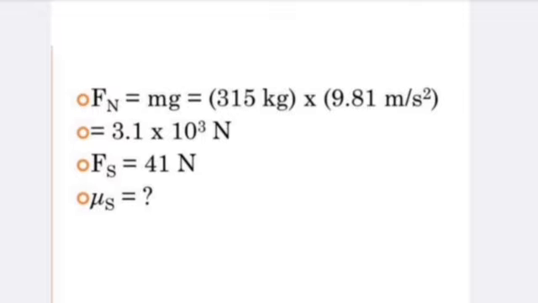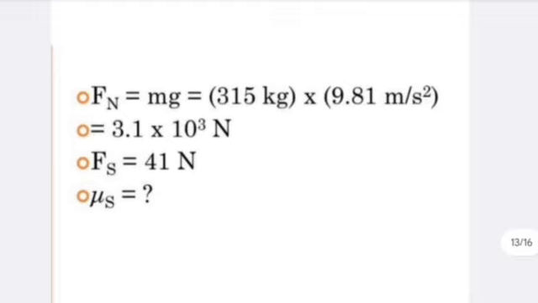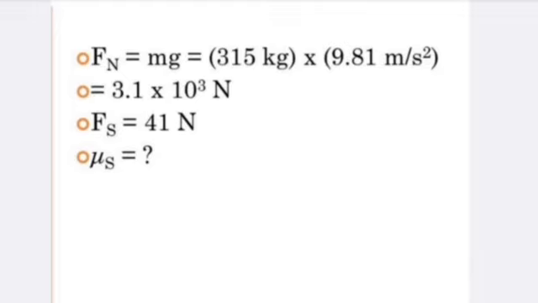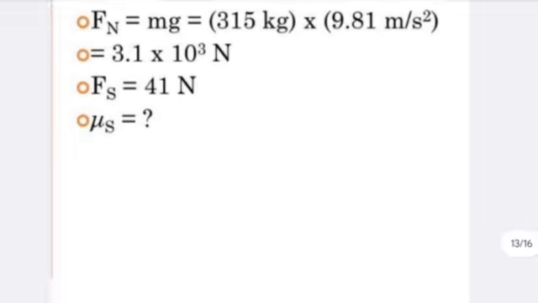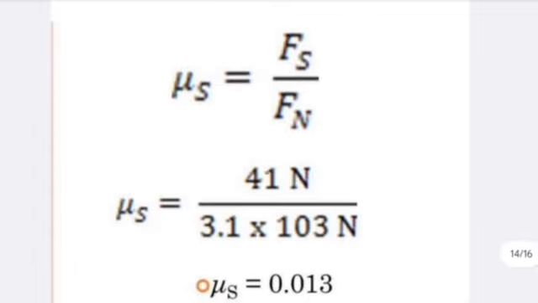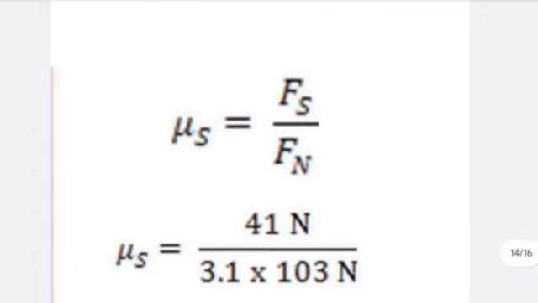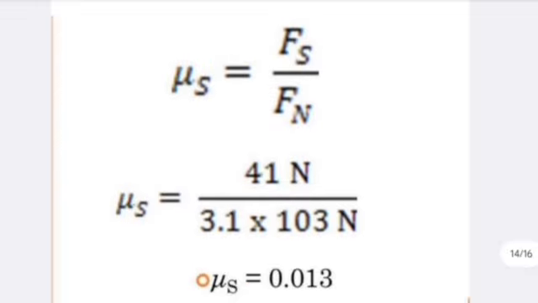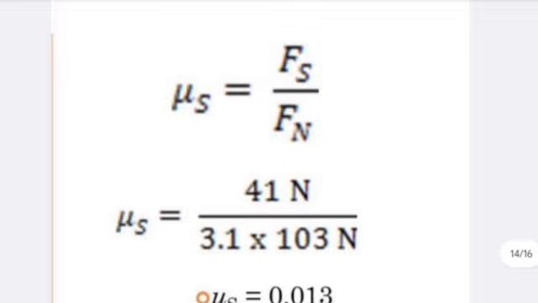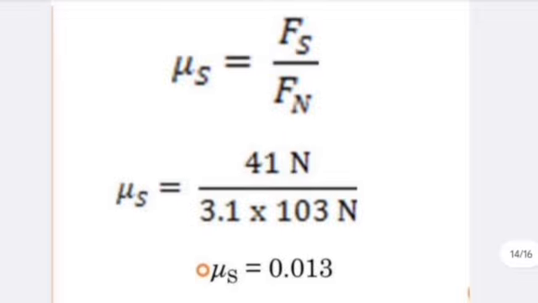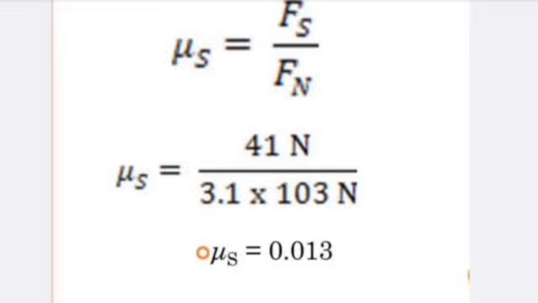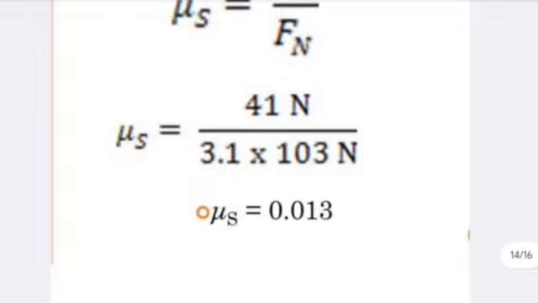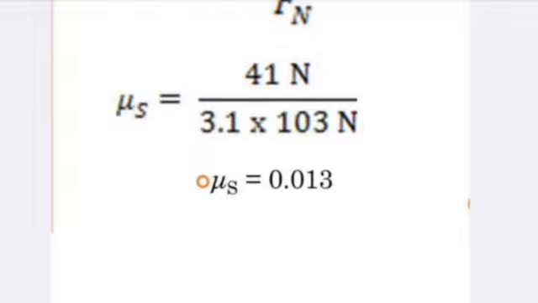Next, static friction is equal to 41 Newton. We have to find the coefficient of static friction. Then the formula is mu s is equal to static friction upon normal force. Fs is equal to 41 Newton. Mu s is equal to 41 Newton upon 3.1 into 10 raised to 3 Newton. Then the answer is 0.01.